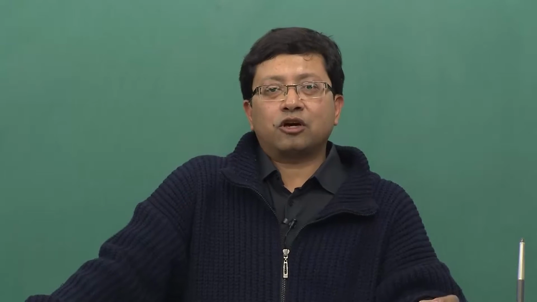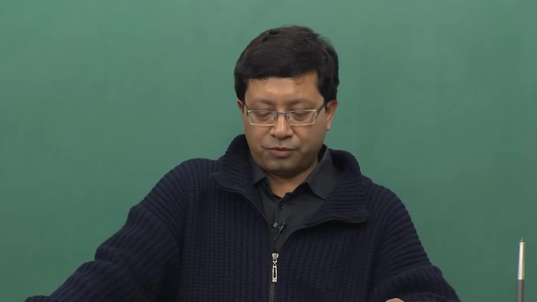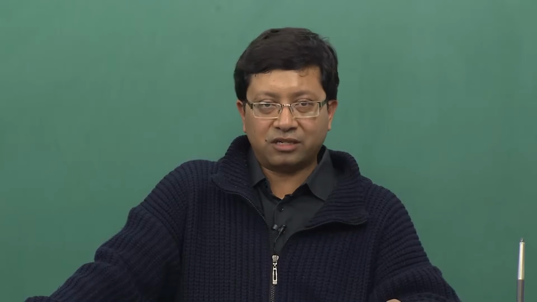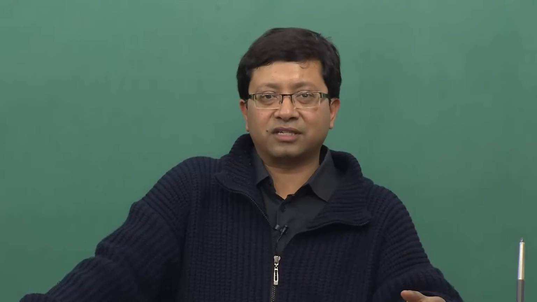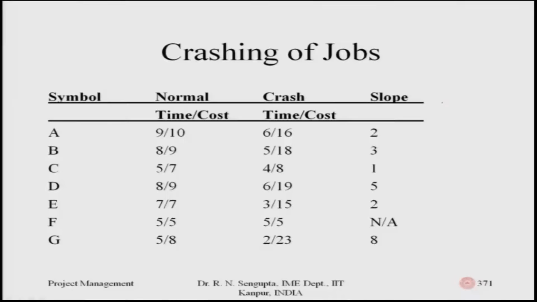So, the crashing of the jobs, I will just give you a brief background of the problems which I am going to consider now in the 31st and the 32nd. So, I will discuss the background of the problem. The symbols in the first column are A, B, C, D, which are the jobs, whether you do it in activity on node or activity on arc, that does not matter. The normal time and the costs are given.